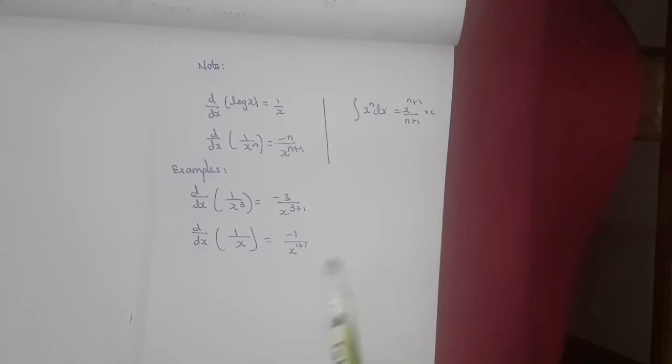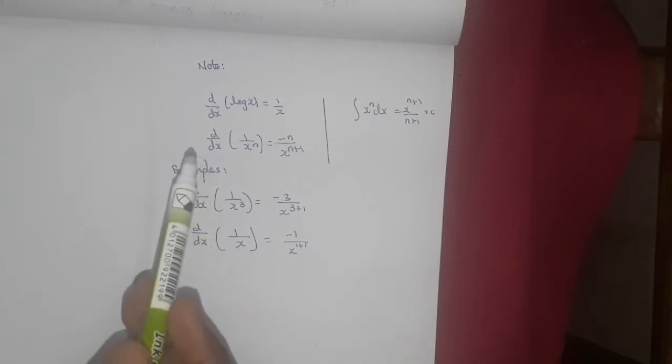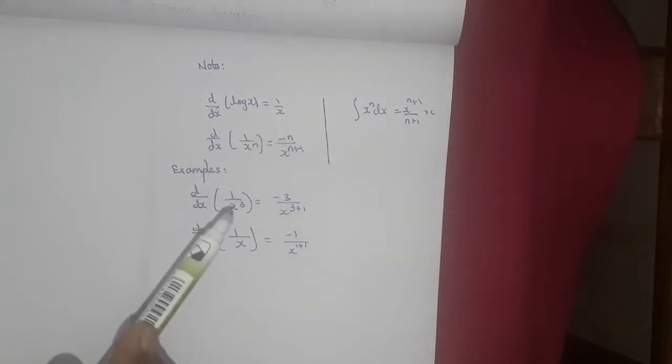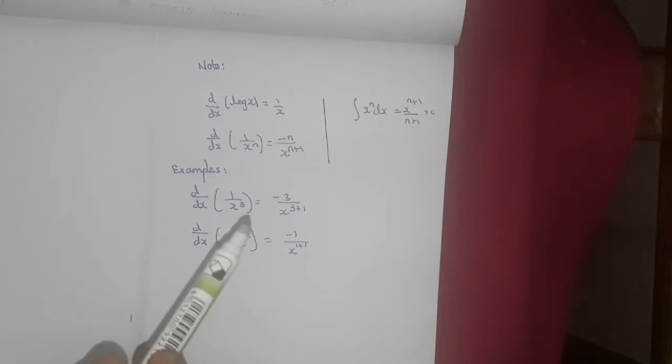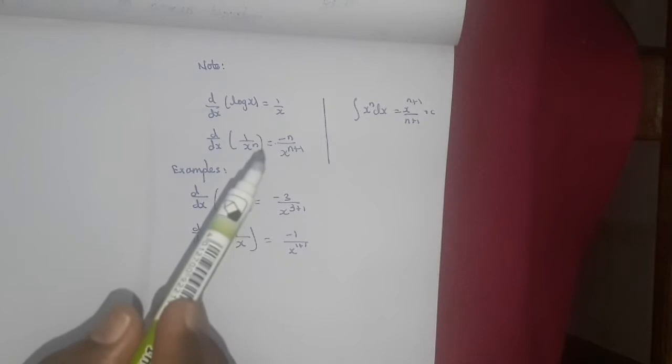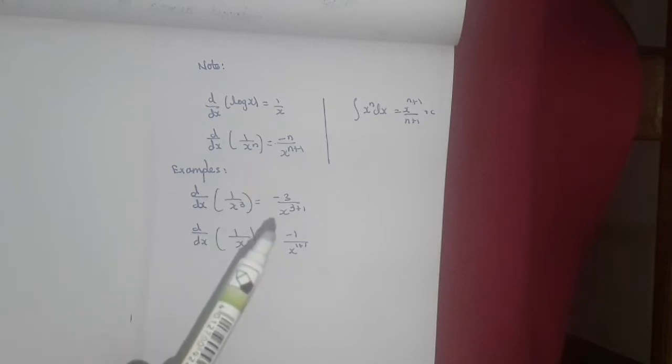Now, how to apply this formula, d by dx of 1 by x power n. Here I have given some examples. d by dx of 1 by x power 3: in the n place we have 3. So take this and apply in the formula minus n by x power n plus 1. In the n place we have 3, so minus 3 by x power 3 plus 1. That is minus 3 by x power 4. So that is the answer.